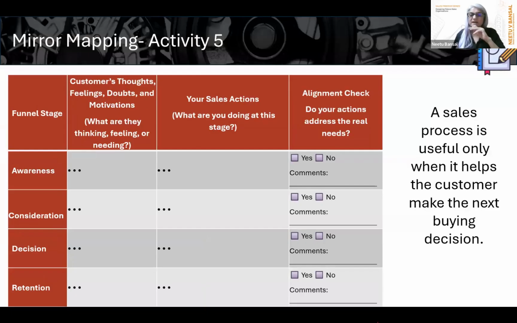Okay, so remember each step what you are doing, you should look at what will make the customer move to the next stage. If you are in the awareness stage, what will make them move to the consideration stage? Okay, that's the activity that you have to do.